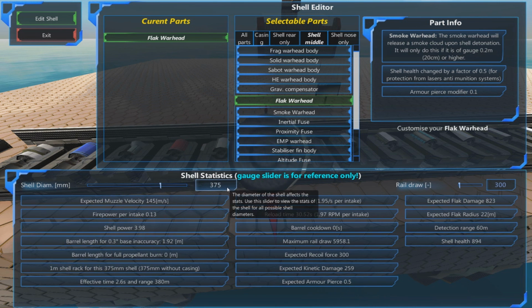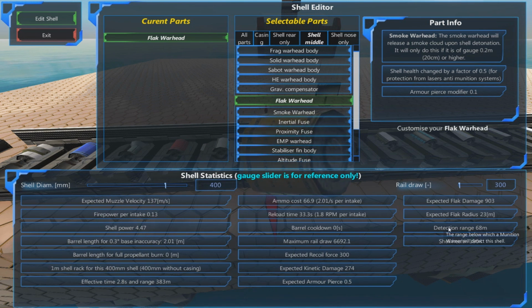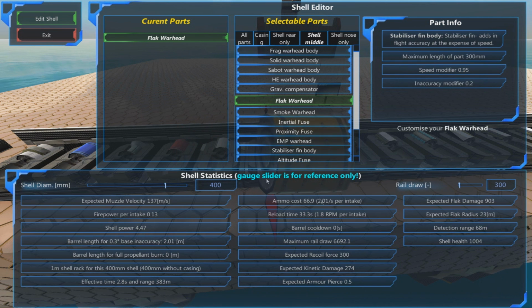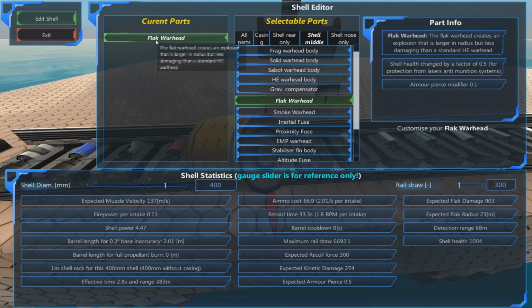So as of right now, 400mm Flak is pretty darn good, because it does reasonable damage, and a 23 meter radius for an explosion is pretty darn big. So this is an ideal shell for both shooting down missiles and shooting down small things that dodge around a lot. So, like in real life, you use Flak mainly for swatting things out of the sky that are small and hard to hit.